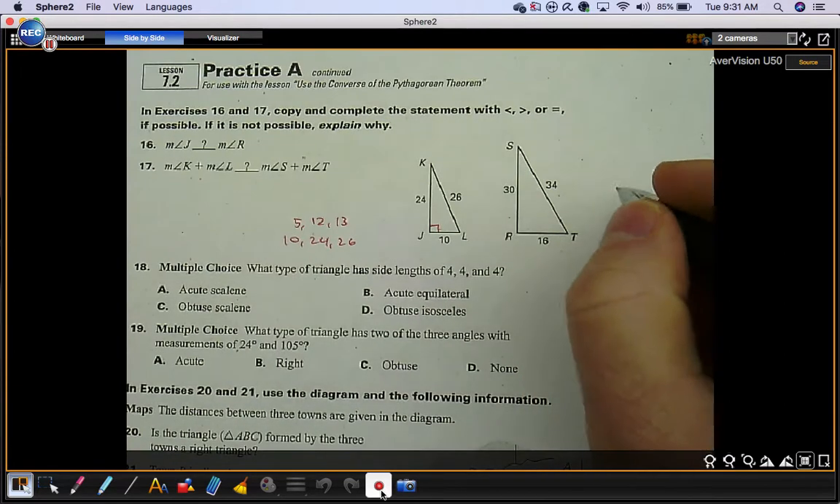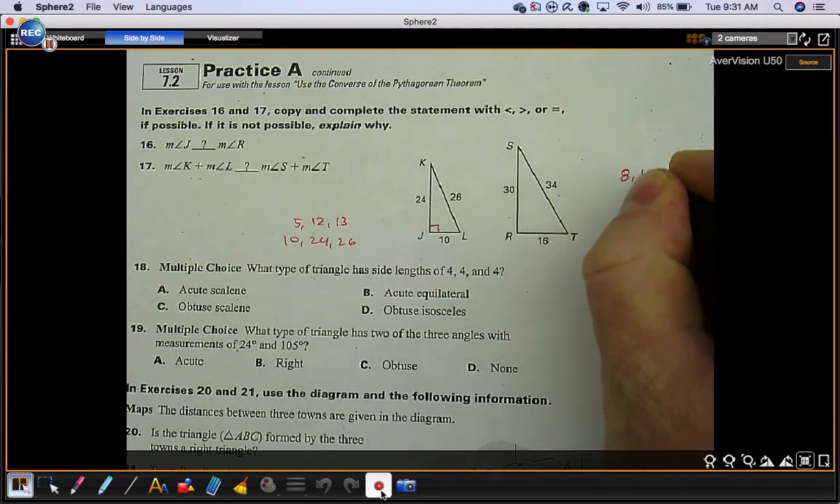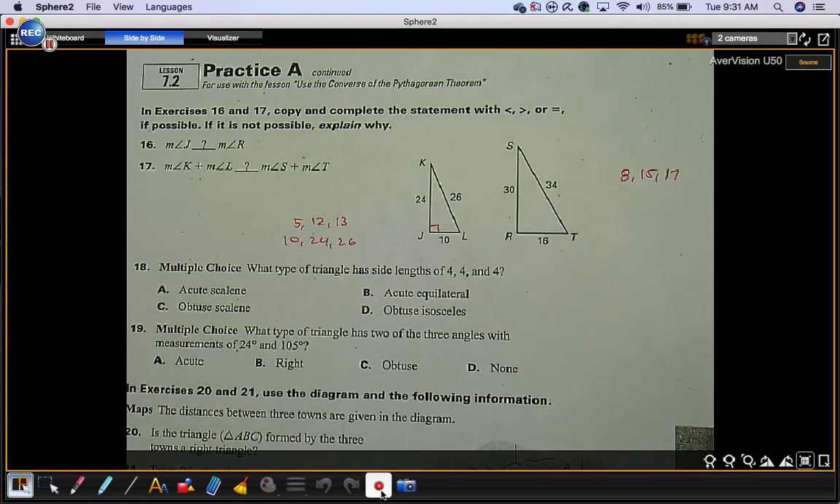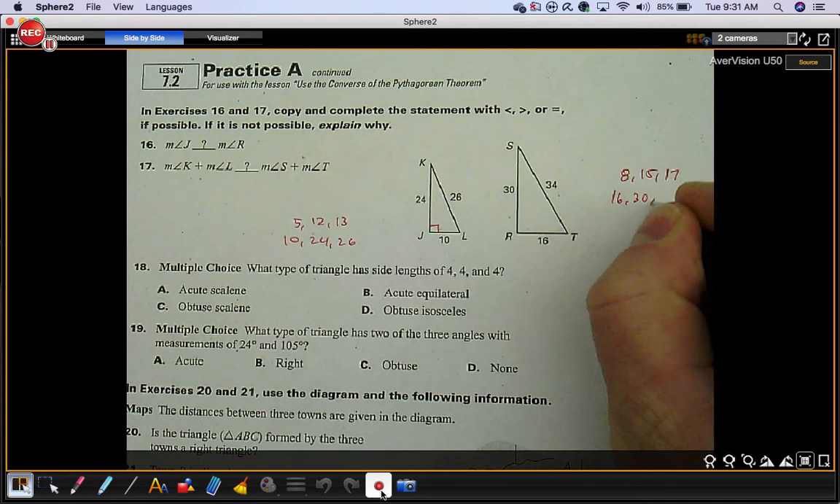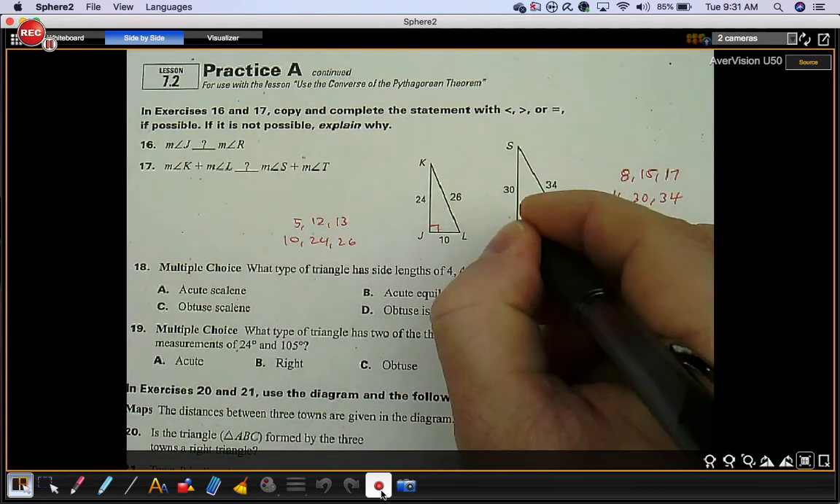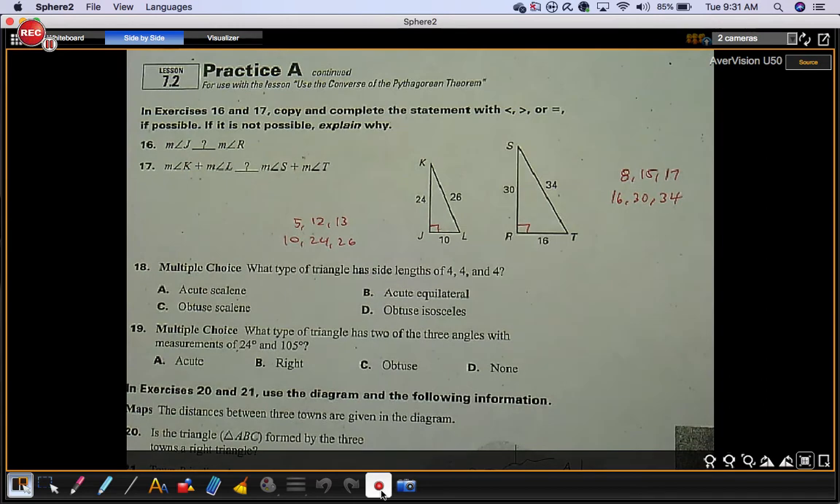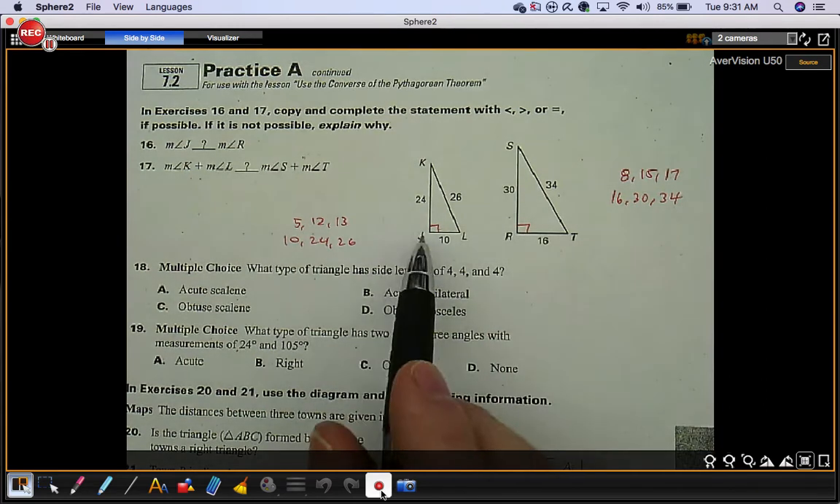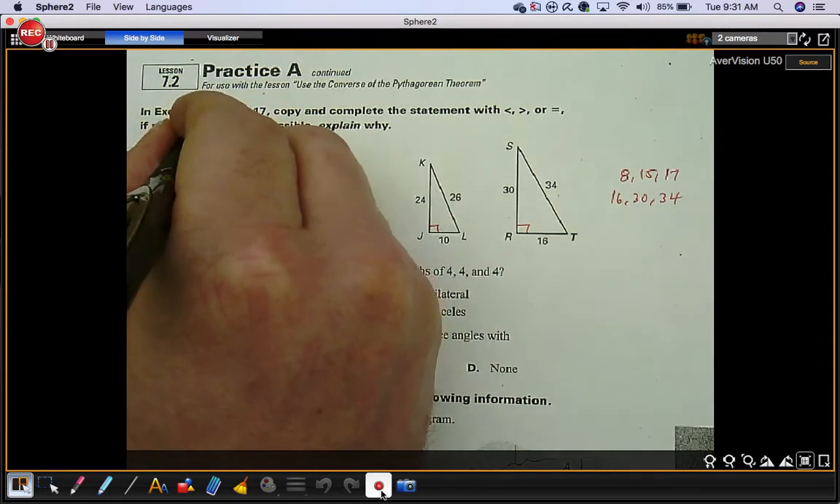Likewise over here, 8, 15, 17 is another common Pythagorean triple. If you multiply them all by 2, then you end up with this. That's a right angle as well. So these are right triangles. So when you compare angle J with angle R, these are equal.